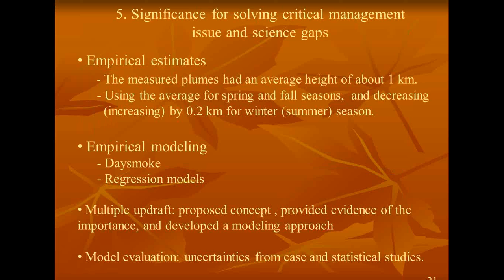So what's the significance of this result for possibly solving or contributing to solving the critical management issues and the scientific gaps? First of all, we have this measurement. This could be used as an empirical estimate of plume rise in case there is no modeling available. For example, as a first order approximation, we can use the average of 1 kilometer as an estimate of plume rise for spring and fall seasons, and reduce this amount by 200 meters for winter season, and increase by 200 meters for summer.